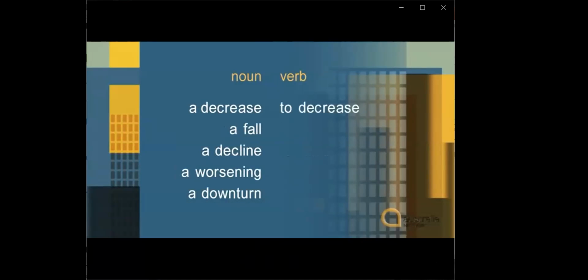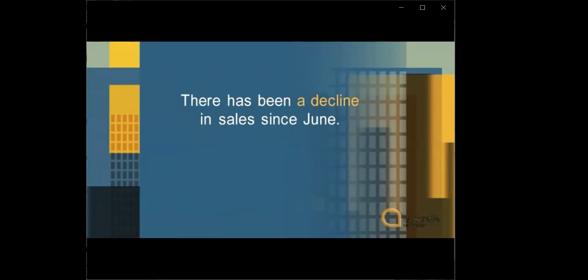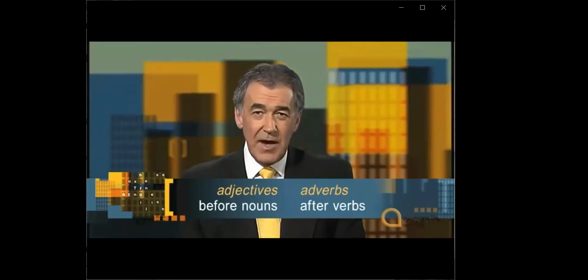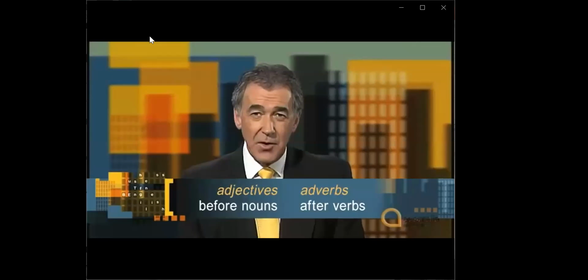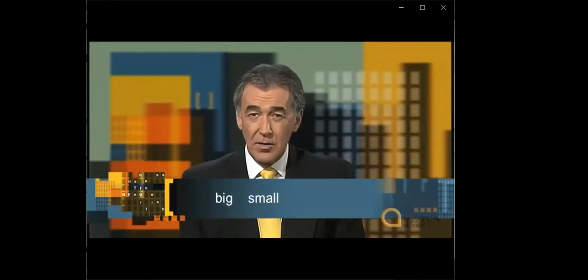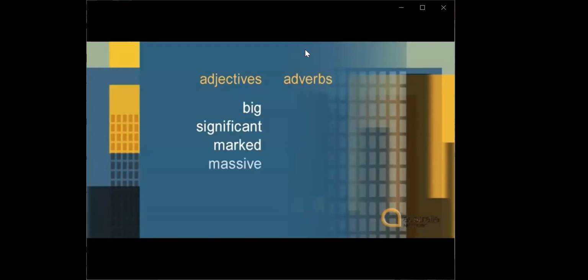We can use steady or moderate, and the adverbs steadily and moderately. Now, try changing the phrases from noun phrases into verb phrases. For example, if Tan says there was a dramatic increase in sales, you say sales increased dramatically. Okay. Have a try. There was a steady rise in sales.